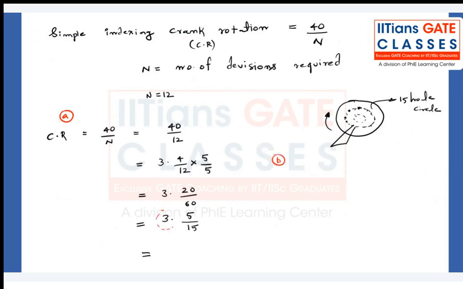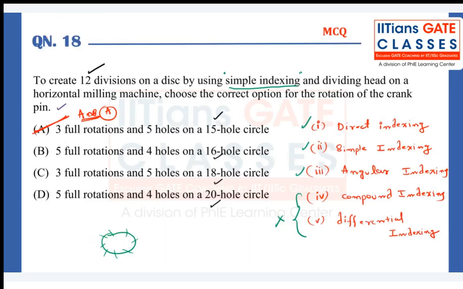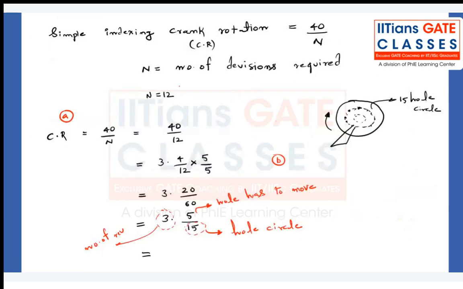Now here, this term will indicate the number of complete revolutions, right? Now this indicates that 15 is the whole circle. So how many holes have to be moved? Clear, everyone? Now let us check B option also. B option, a 16 hole circle we have to make, right?